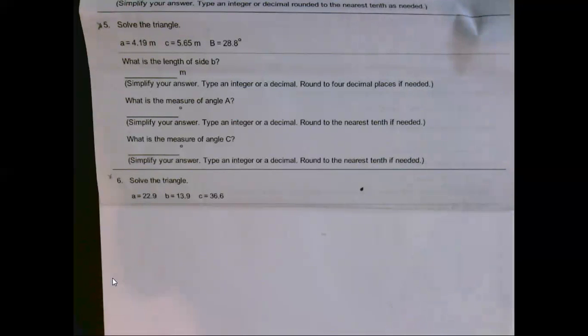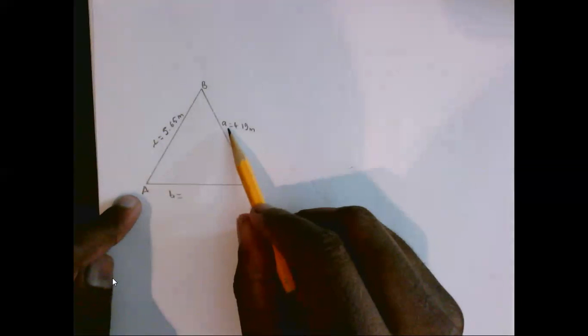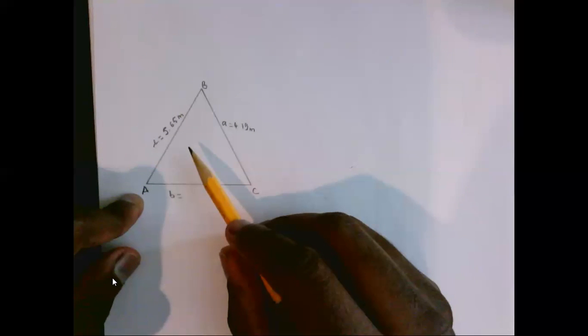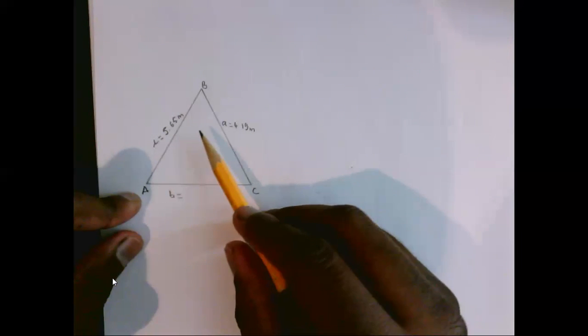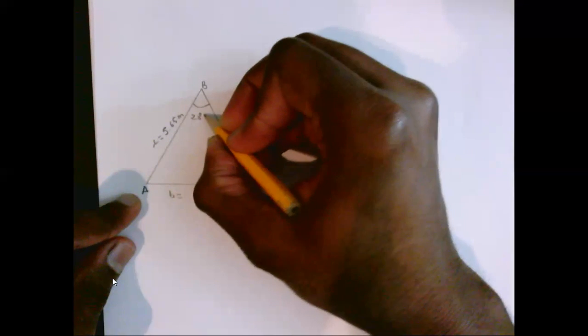So in this question, we want to solve for the triangle. We're given two sides and one angle, so we represent everything graphically. We have a triangle A, B, and C. We have a equal to 14.19, small b is equal to 5.65, and we're given the angle B, which is 28.8 degrees.